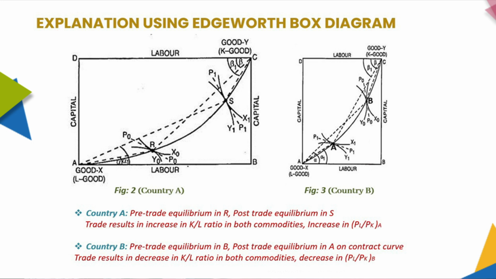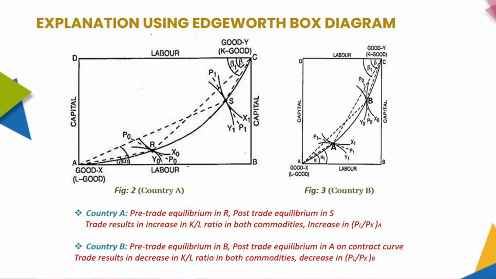So the production equilibrium will shift from point R, let us say, to any point S on the contract curve. Now, for this point S, the capital labor ratio is shown by the lines AS and SC in the Edgeworth box ABCD of country A. If we look at the diagram more intently, in country A the pre-trade equilibrium is at R and the post-trade equilibrium is at S.